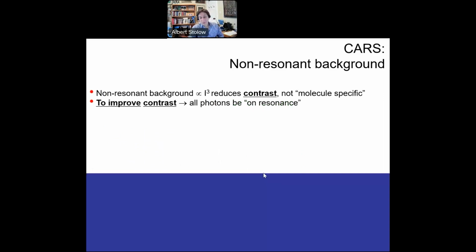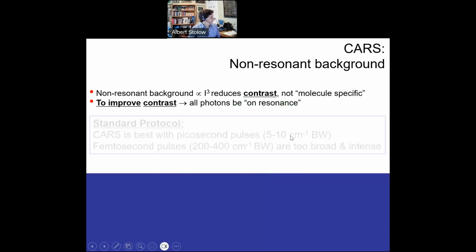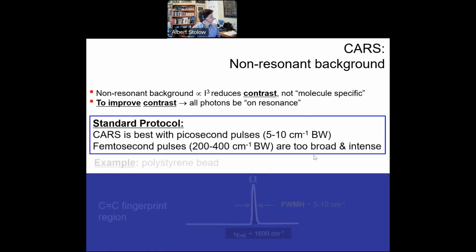So this non-resonant background is a problem. We would like to get rid of it. It reduces the contrast and it's not molecule specific. So what should we do? Well, the first thing you might want to think about is you want to make sure that all your photons are actually on resonance. So let me give you an example.